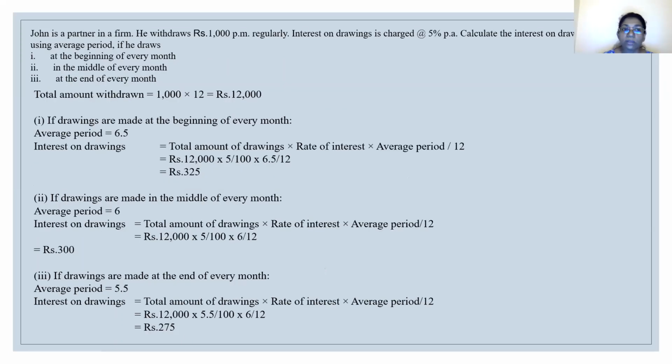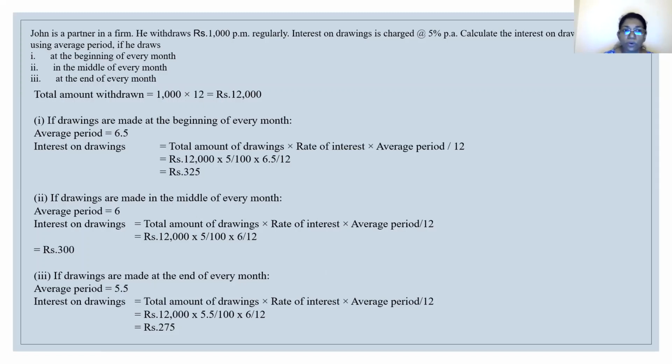So let's look at the sum. This John is a partner in the firm and he withdraws 1,000 per month regularly. PM means per month. So he is going to withdraw regularly 1,000 rupees. The interest on drawing is 5% per annum. They are asking us to calculate the interest on drawing using the average period.